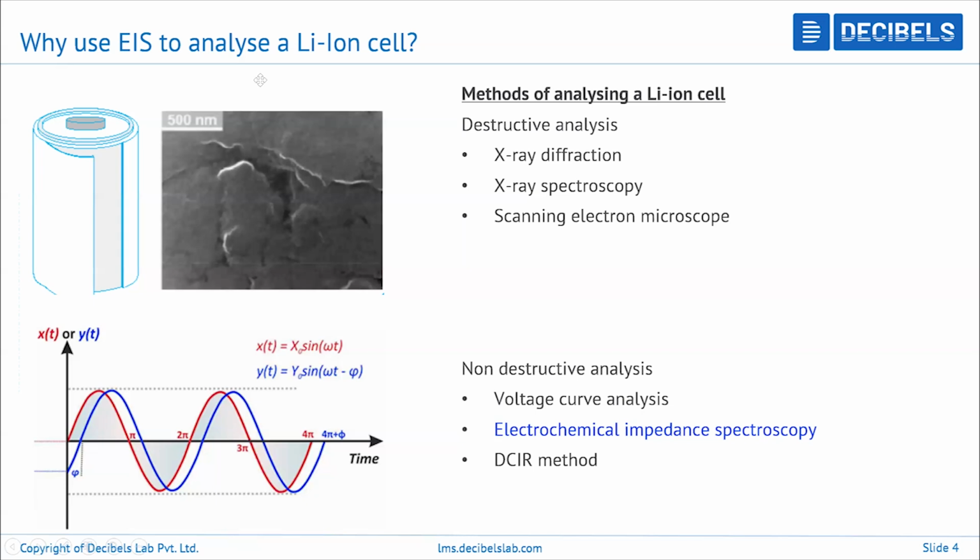So that is why electrochemical impedance spectroscopy is used. It is a very sophisticated method which doesn't need you to break open the cell or cut open the cell or perform any destructive analysis. You just need to have an oscilloscope that provides you an AC signal and then returns the impedance.